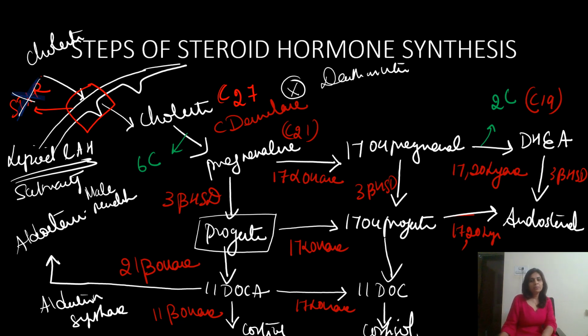Now, what happens when 3-beta hydroxysteroid dehydrogenase is defective? When 3-beta hydroxysteroid dehydrogenase is defective, all these get blocked. Okay, so you know the manifestations. First, there is no glucocorticoid. So it causes hypoglycemia, and feedback stimulation of ACTH causes hyperpigmentation and adrenal hyperplasia. And additionally, there is no aldosterone, because this is the route by which aldosterone also gets synthesized.